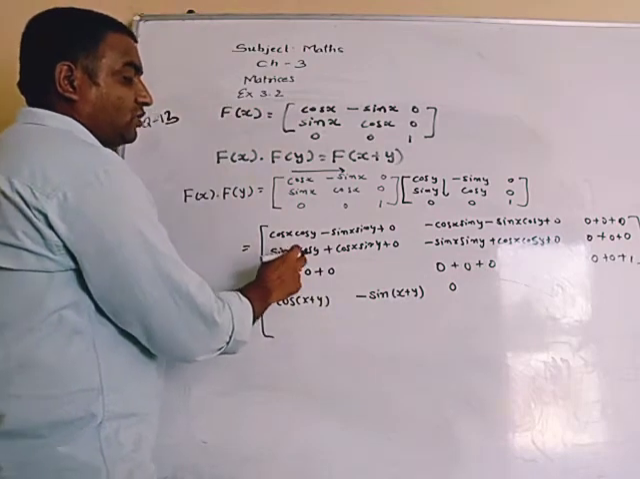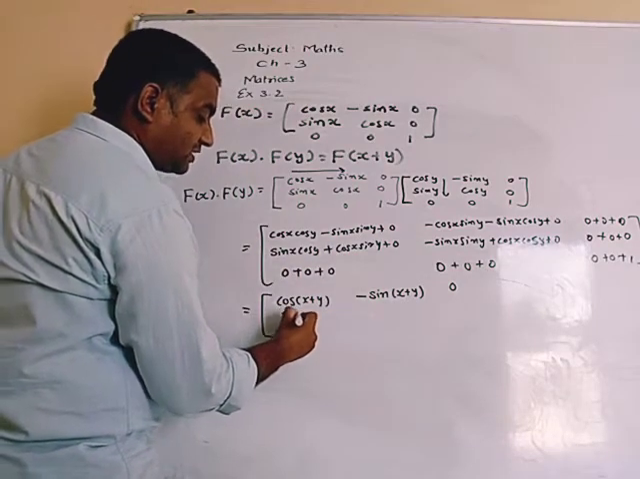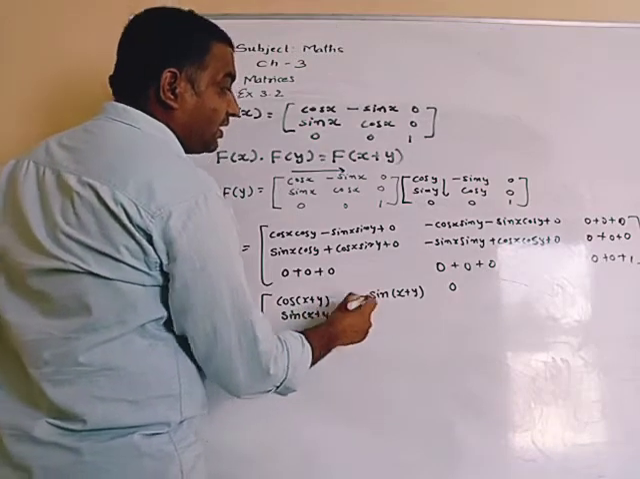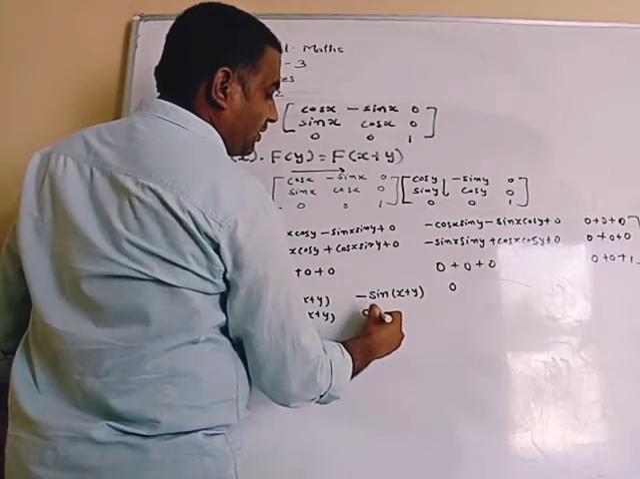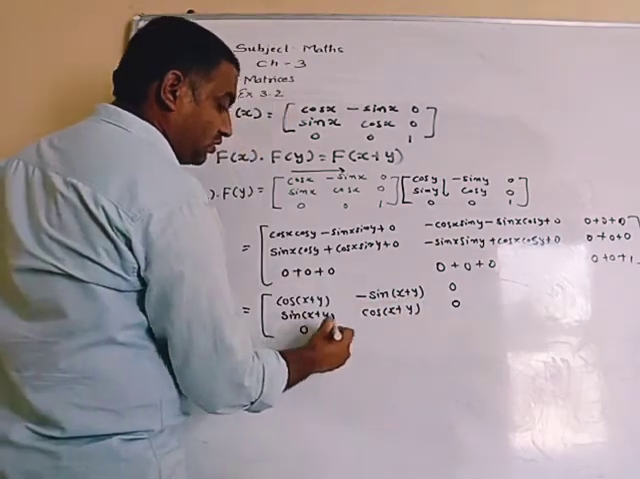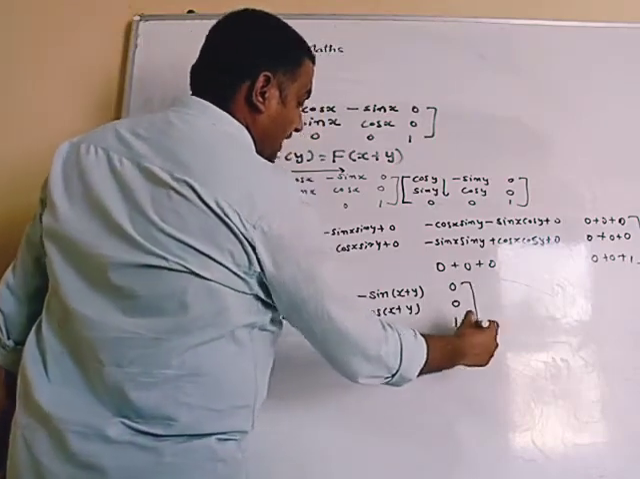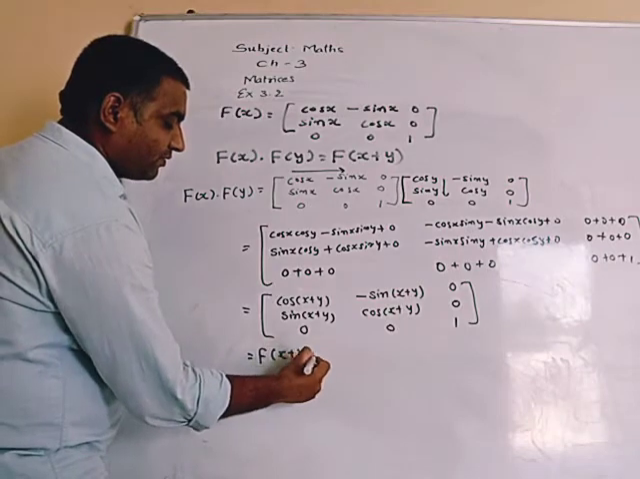Again here sin x cos y plus cos x sin y, that is the formula of sin(x plus y). Again this is cos x cos y minus sin x sin y, that is the formula of cos(x plus y). Here 0, 0, 0, 1. So we can get the function is x plus y.